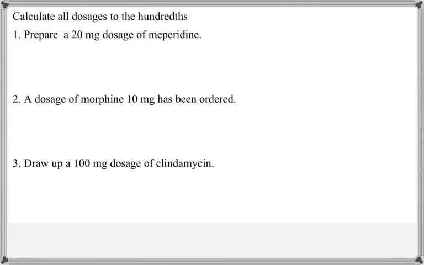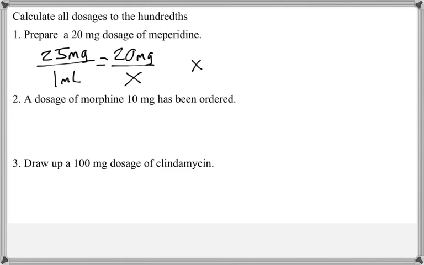So I'm going to set up a proportion, 25 mg over 1 ml is equal to 20 mg over x. And then I'm going to solve this, and we get 0.8, or you could put 0.80 mLs.